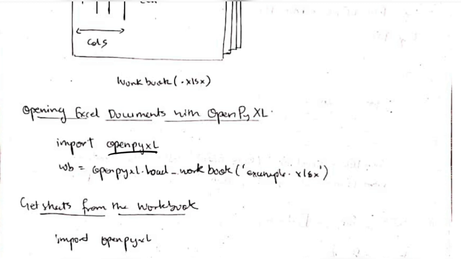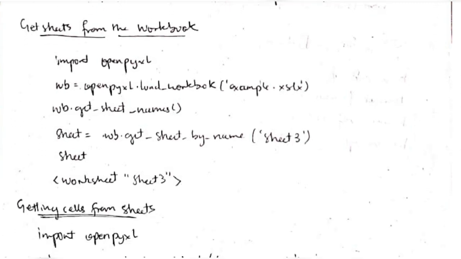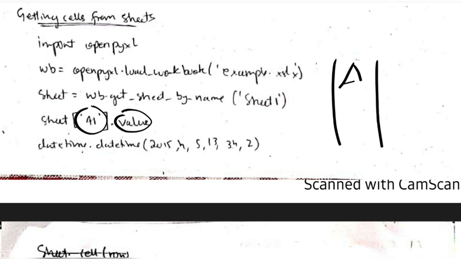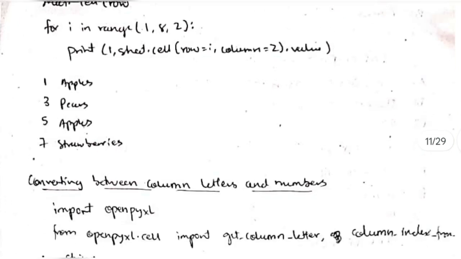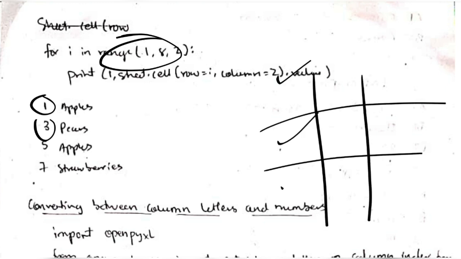To load the workbook, we will be writing the function load workbook and typing the name here. To get the sheets from the workbook, we will be using get sheet names. And to specify a single sheet, we will be writing the sheet name. Getting cells from the sheets, we will be writing A1 dot value. A1 means column A and row 1, whatever value is present in that spreadsheet will be displayed, okay. And if you want to print, you can use a for loop and iterate over the rows and columns one by one and print the values in the cells.